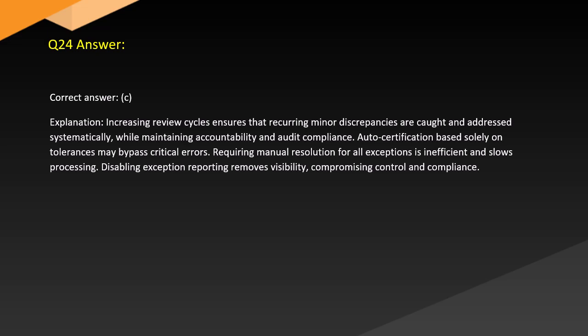Answer. Correct answer: C. Explanation. Increasing review cycles ensures that recurring minor discrepancies are caught and addressed systematically, while maintaining accountability and audit compliance. Auto-certification based solely on tolerances may bypass critical errors. Requiring manual resolution for all exceptions is inefficient and slows processing. Disabling exception reporting removes visibility, compromising control and compliance.